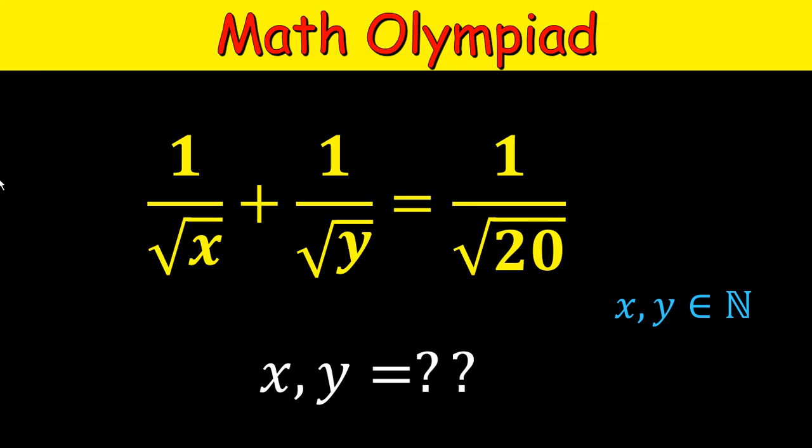In this video, we will solve another mathematics Olympiad problem. The problem is that 1 divided by square root of x plus 1 divided by square root of y is equal to 1 divided by square root of 20, where x and y belong to the set of natural numbers, that is positive integers. So we have to find all the values of x and y which satisfy this equation. Please pause the video and work it out, and then resume when you are ready. Now let's see the solution.